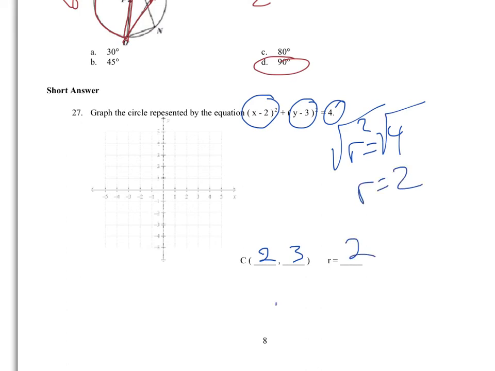So let's plot the center on our graph. 2 over, up 3. That's the center right there. Now the radius is 2, so I count 2 up, 2 over, 2 down, and 2 over. Connect those dots for the radius, and you should get a circle that looks something like that.